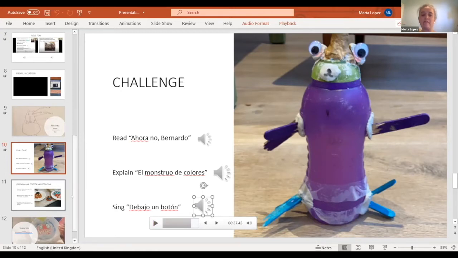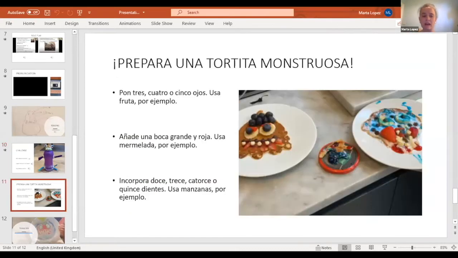Okay, and then finally in the last lesson, because it was before half term, we decided to give them an activity, a recipe to make pancakes. So we gave them the recipe, but also we told them, can you create a monster pancake? So we gave them instructions, numbers they know, some familiar vocabulary like body parts, and some cognates like fruta and some plurals. And thank you very much, that's all.